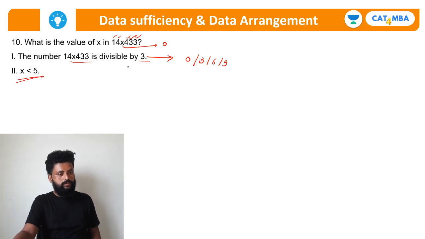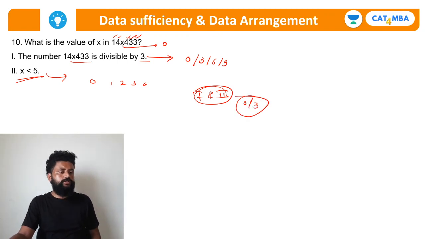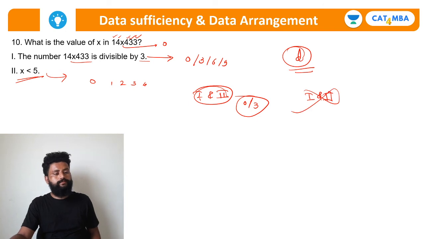Now it is less than 5 means it can be anything, but even if you can be 0, 1, 2, 3, 4, it can be anything. Even if you take the integers, positive integers only, or you can say whole numbers only. So if we combine 1 and 2, it will be again 0 or 3. We are not sure. So answer will be D. 1 and 2 together, if we combine, they will not be possible. It won't be possible.